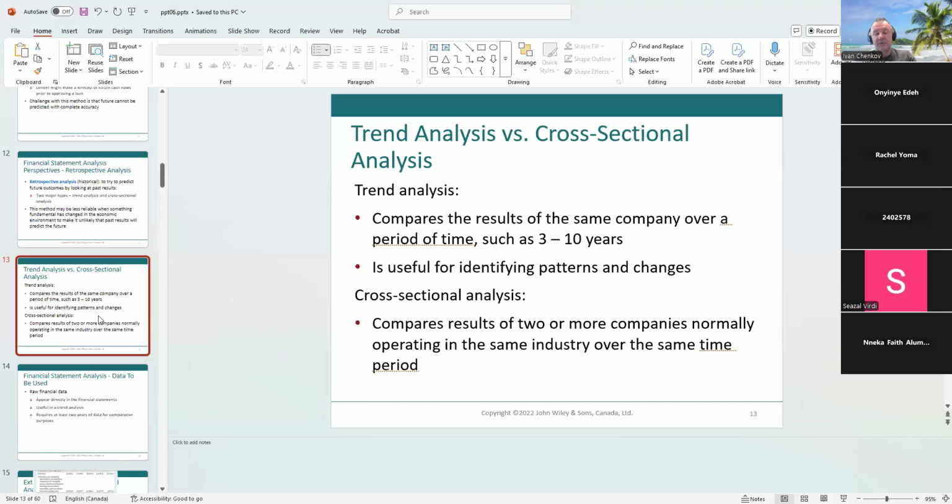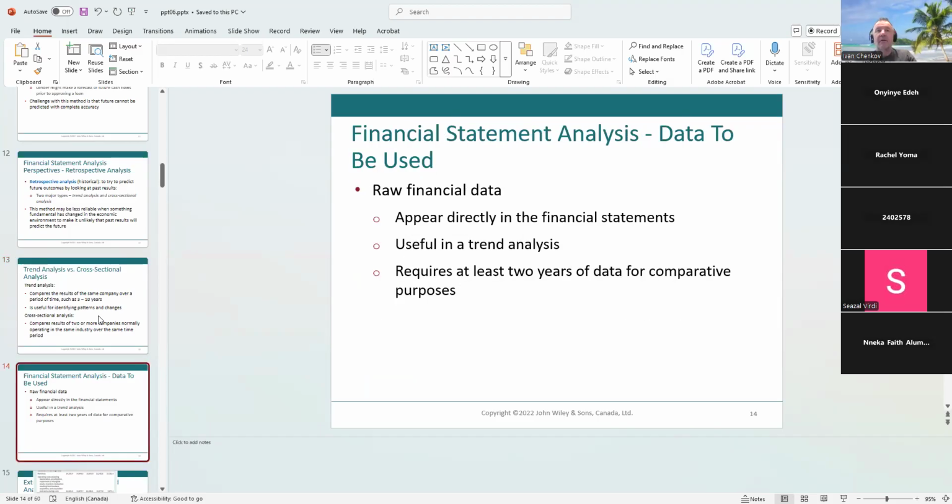Cross-section analysis is when you compare one company to another company. In that case, you have to use the common size information so you can compare company with company. The raw material, the raw data that you're going to get, raw material we're going to see in managerial accounting, but here you need the raw financial data, coming directly from the financial statements, and that is the data that you're going to use for your analysis.